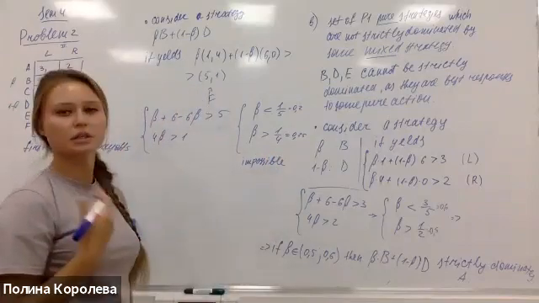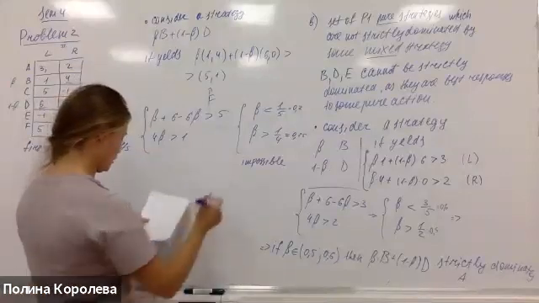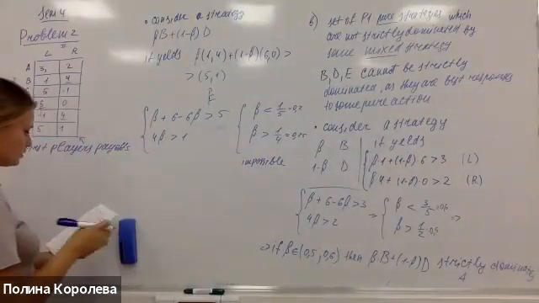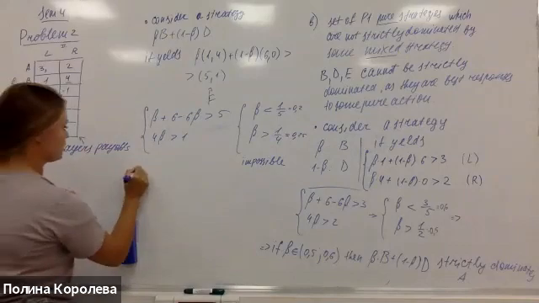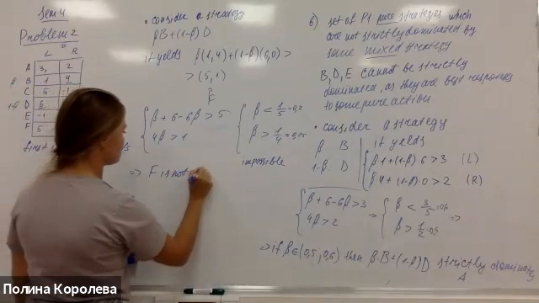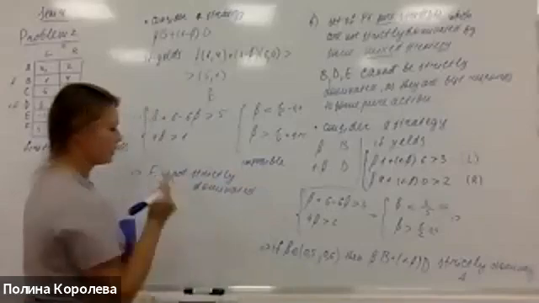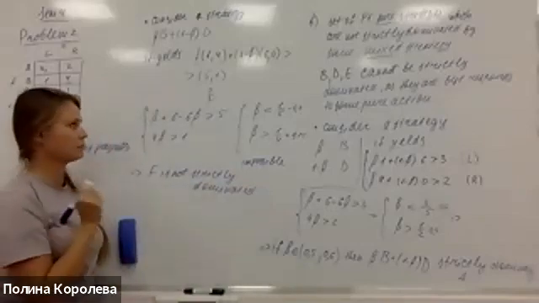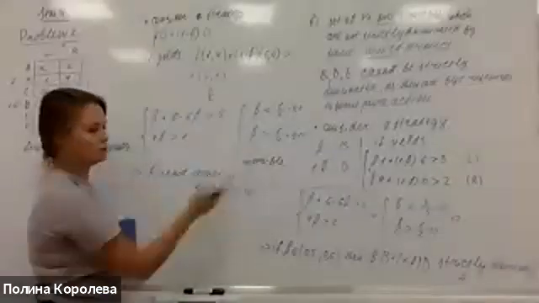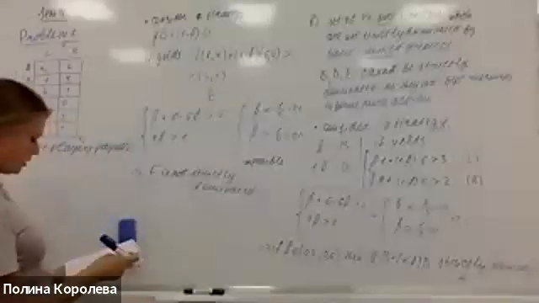So we can conclude that F is not strictly dominated by some mixed strategy. Let's write it down. That means that F is not strictly dominated. We cannot find some mixed strategy that will strictly dominate F. We tried, but we cannot. So let's write down the answer.